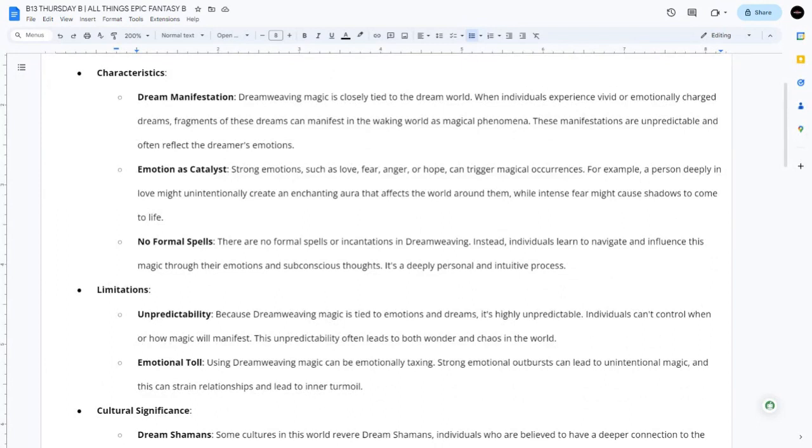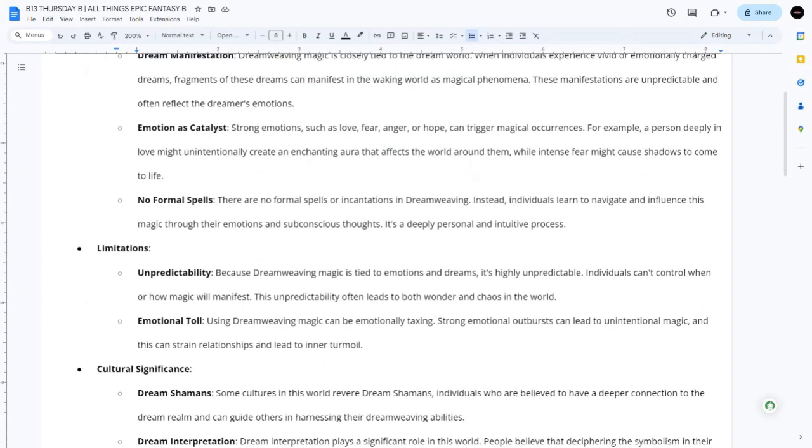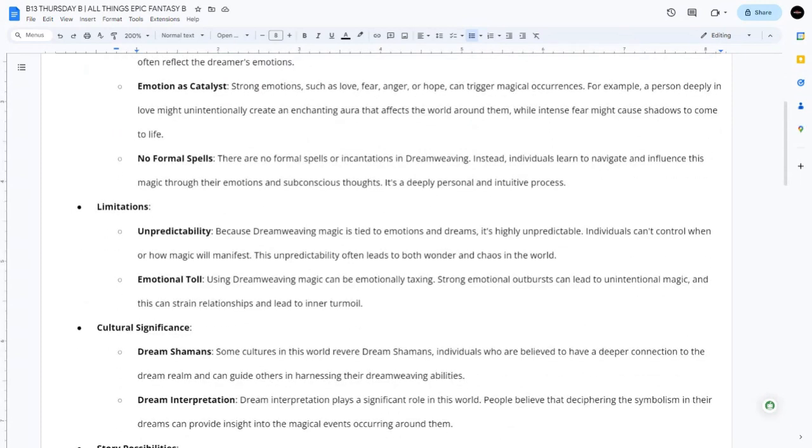Characteristics. Dream manifestation. Dream weaving magic is closely tied to the dream world. When individuals experience vivid or emotionally charged dreams, fragments of these dreams can manifest in the waking world as magical phenomena. These manifestations are unpredictable and often reflect the dreamer's emotions. Emotions as catalysts, right? Strong emotions such as love, fear, anger, or hope can trigger magical occurrences. For example, a person deeply in love might unintentionally create an enchanting aura that affects the world around them, while intense fear might cause shadows to come to life.